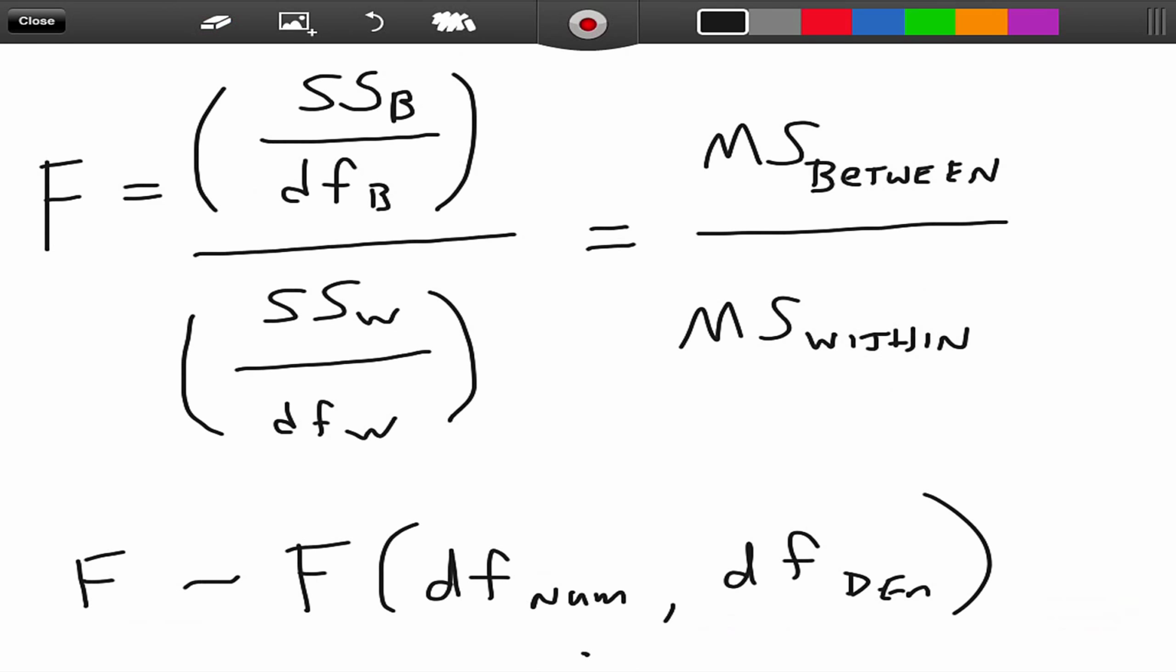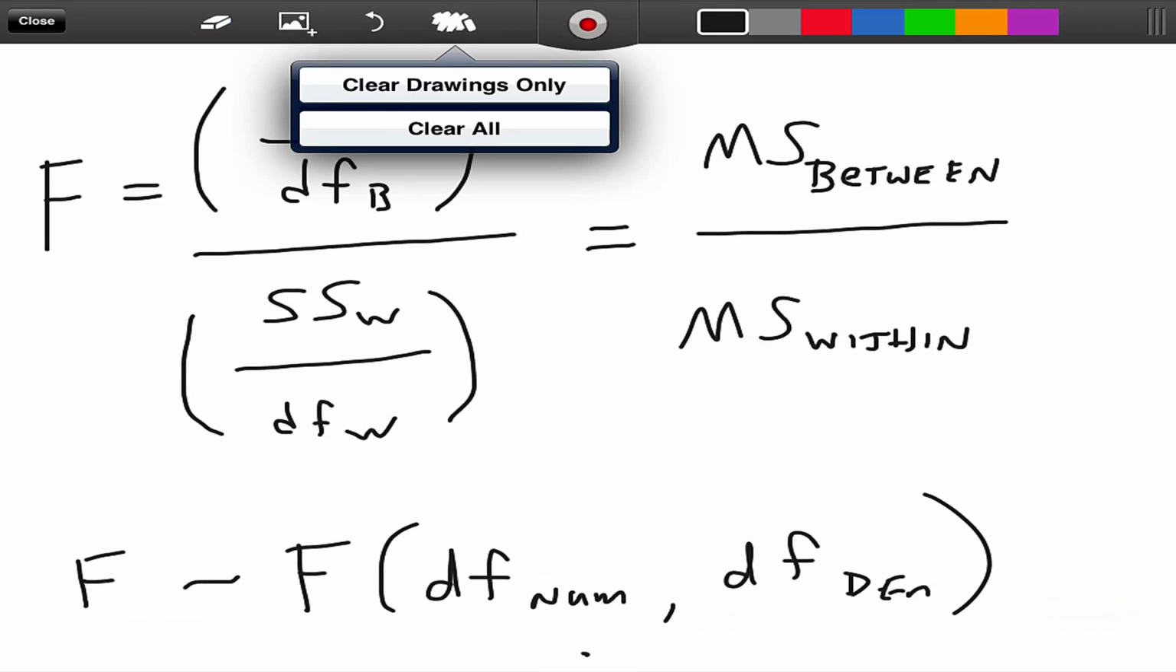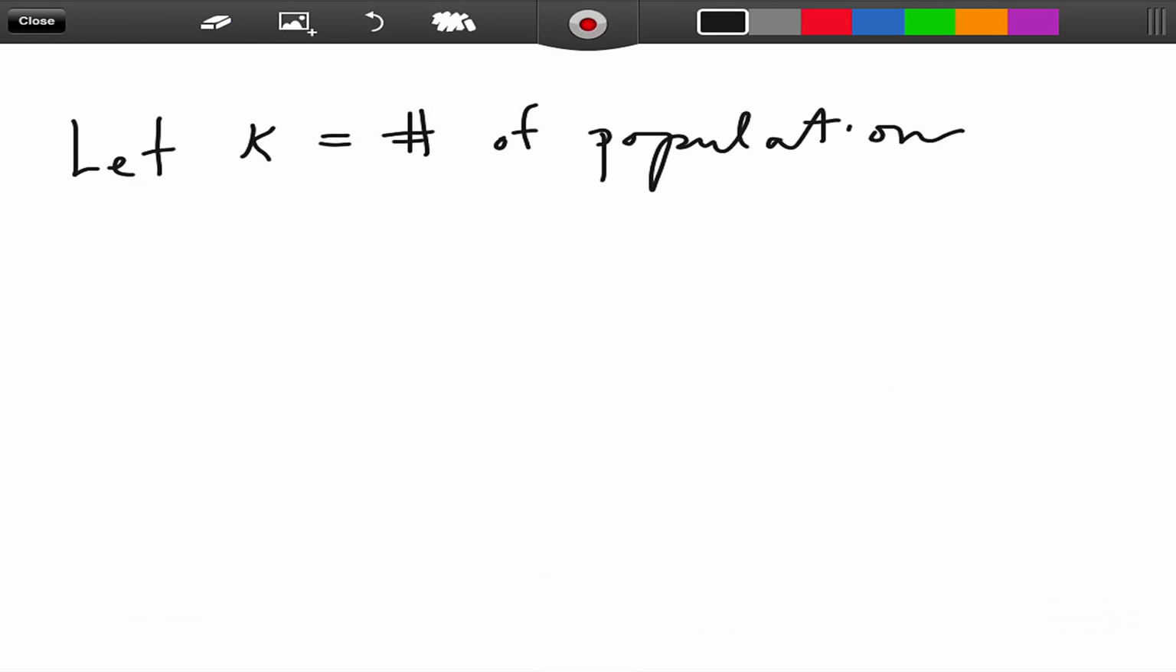With 2 degrees of freedom for the numerator and degrees of freedom for the denominator. Now, I should probably tell you a little bit about the degrees of freedom. Let's let K equal the number of groups, or the number of populations. So we're going to have population mean 1, population mean 2, up to population mean sub K.